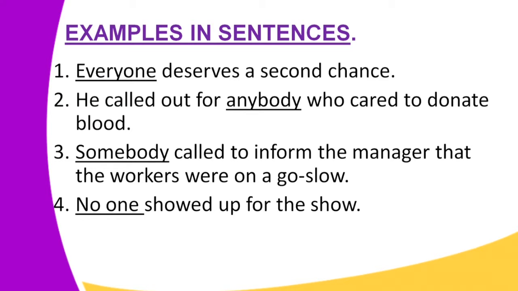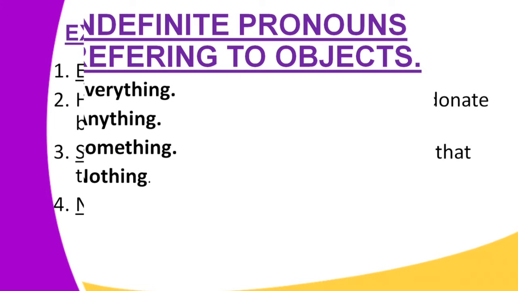An indefinite pronoun. Number 4, no one showed up for the show. Once again, an indefinite pronoun being used non-specifically, or rather it's not specific, it's not referring to a particular person. Now, those are examples of indefinite pronouns that are used on persons and not on objects. For example, we cannot say someone. Okay, let's continue. Maybe we can look at that as we move on.